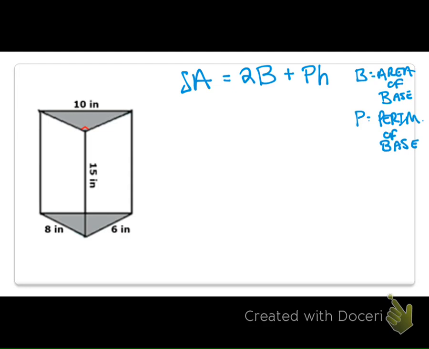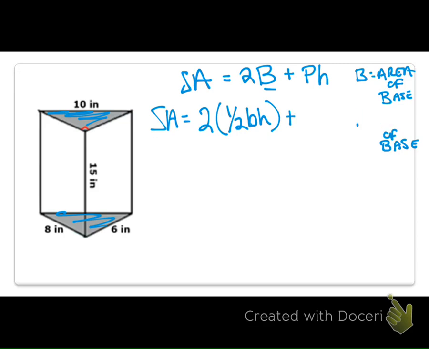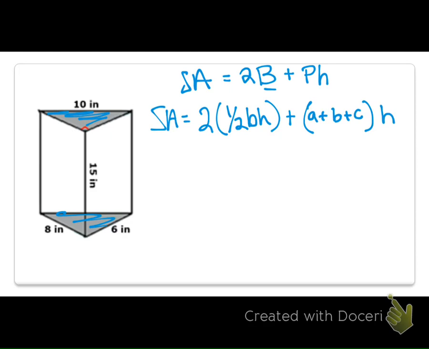So first thing I need to do over here is look at finding the area of my bases. Well, my bases are my triangles. So I'm going to rewrite this formula out so I can see all the stuff I'm going to need. I'm going to have 2 times 1/2 base times height plus my perimeter, which I'm just going to add all the sides. Stealing a little bit from the Pythagorean theorem, a plus b plus c, times the height. Okay, so here's my full setup, and this is going to work for my triangle.